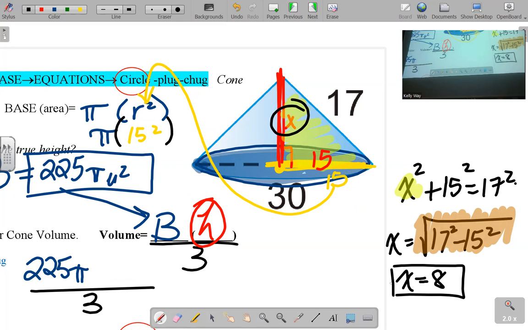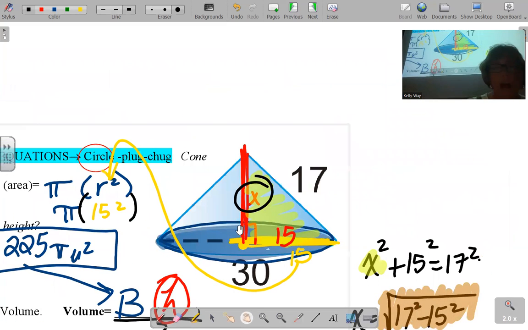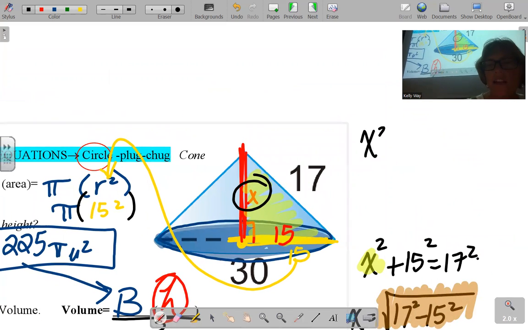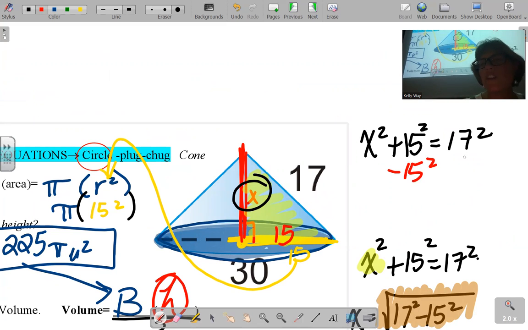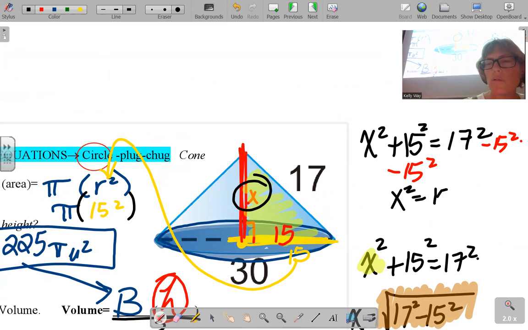It does make sense. Let me explain why that's a shortcut. Watch, Cheyenne. X squared, 15 squared, 17 squared. I have to minus 15 squared. You okay so far? So I have x squared equals 17 squared minus 15 squared.